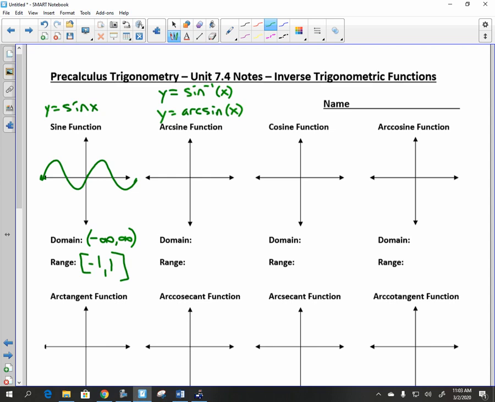No. So y equals sine inverse of x and y equals arc sine of x are the same things.